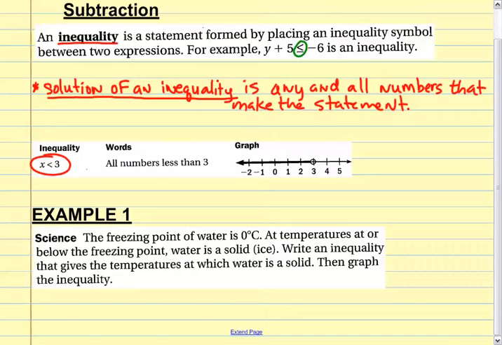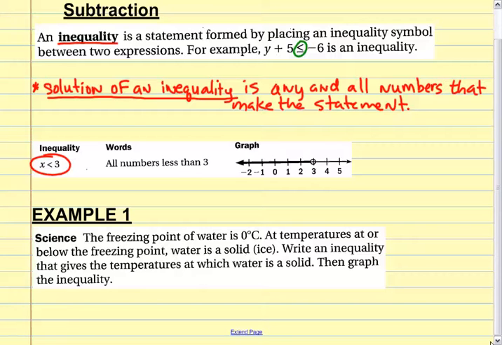So think about this. You guys gave me a lot of answers that made that statement true, right? How many numbers are there that would make that statement true? It'd be infinite, right? They're all the decimals. We could keep going down on the negative side of the number line to negative infinity, right? So that's an infinite number of answers.